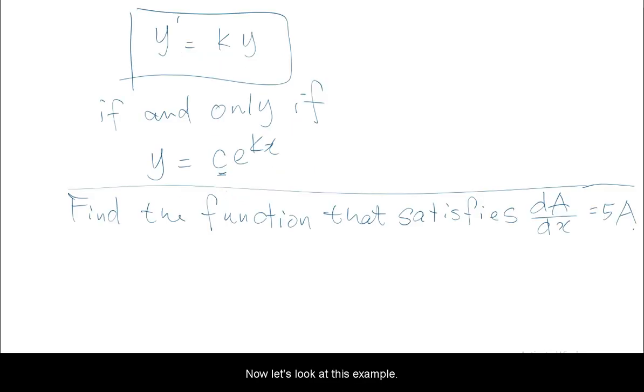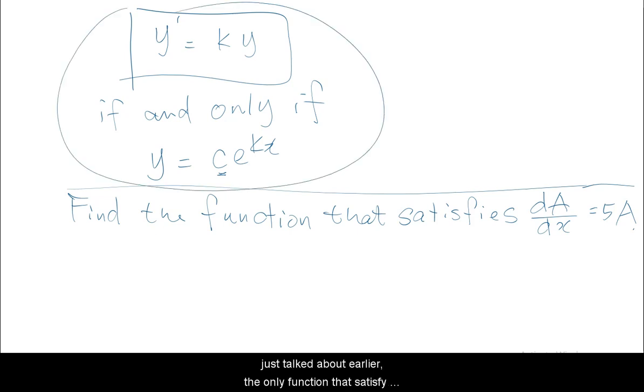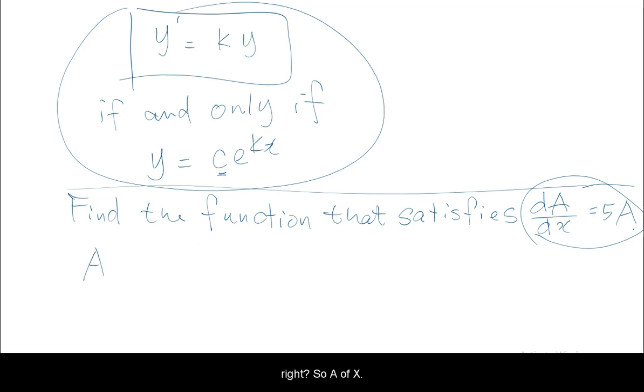Now let's look at this example. Find the function that satisfies dA/dx equals 5A. According to the theorem we just talked about earlier, the only function that satisfies this condition is the function that looks like this, right? So A of x should be equal to c, which is a constant, times e to the 5x.